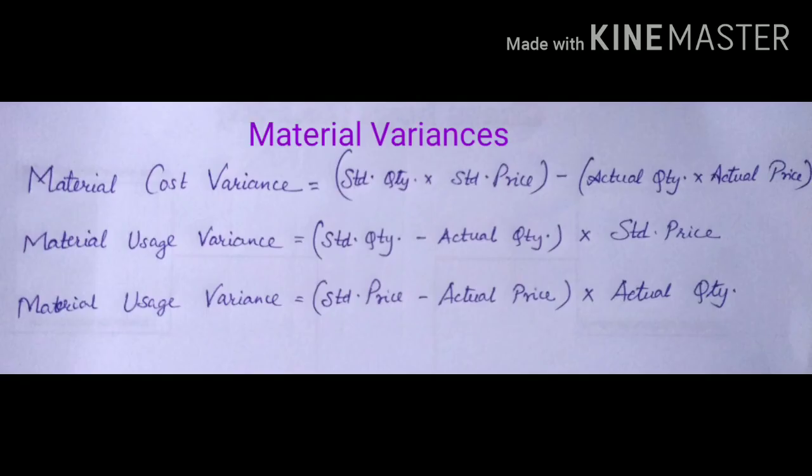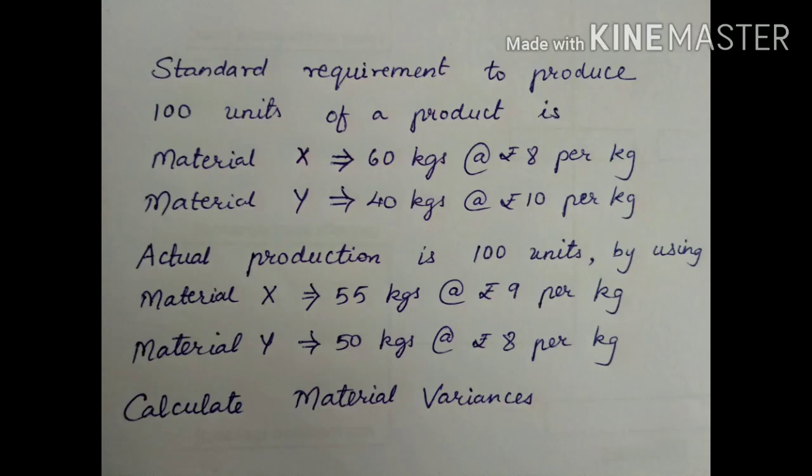Material variances. Material cost variance is equal to standard quantity into standard price minus actual quantity into actual price. Material usage variance is equal to standard quantity minus actual quantity, the whole thing into standard price. Material usage variance is equal to standard price minus actual price, the whole thing into actual quantity. Let us solve this small problem.